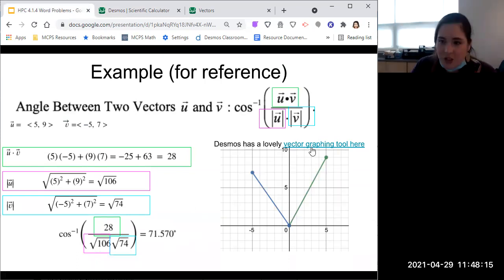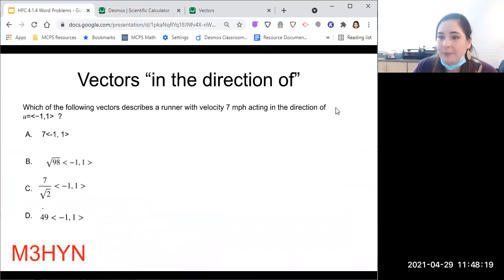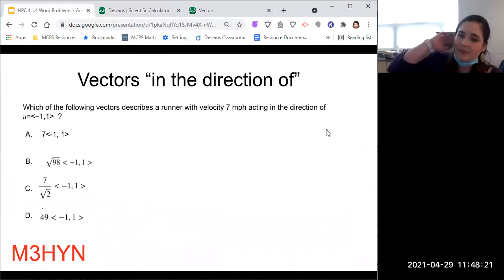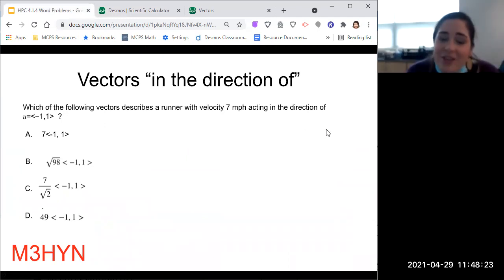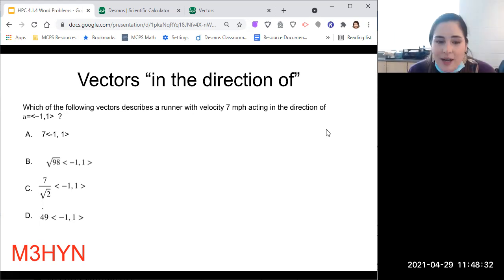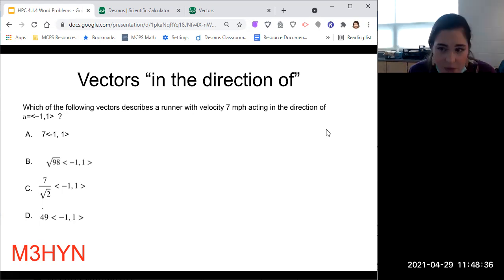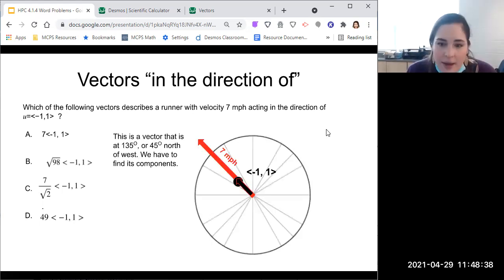All right, so that is just a review, angle between two vectors. All right, we're going to talk a little bit about word problems. So vectors or angles in the direction of something. Which of the following vectors describes a runner with velocity 7 miles per hour acting in the direction of the vector -1, 1? And it's multiple choice here. Okay, so the way we would think through that, this is a vector with magnitude 7. The units are velocity, so the magnitude is 7.